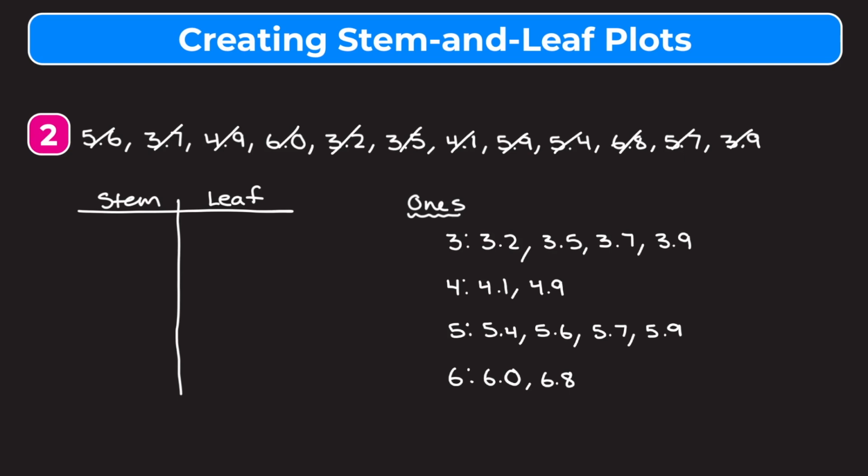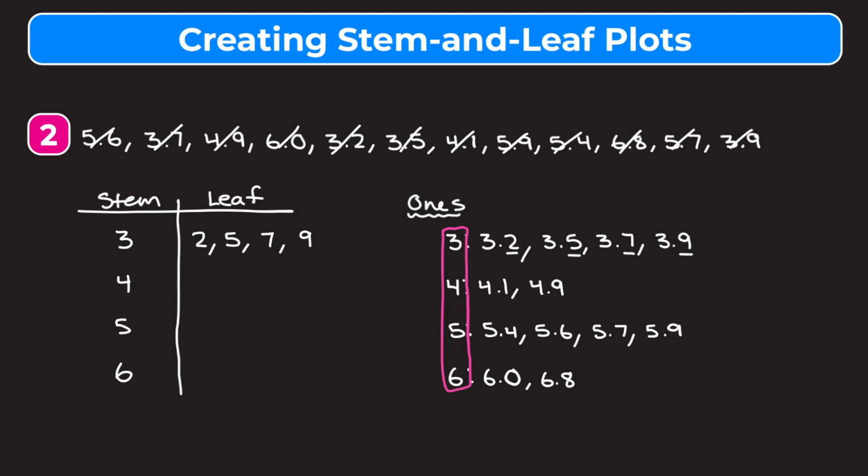So now we are going to take the ones digits and put those in our stem column. So all those numbers are going to go in our stem column. So we're going to have 3, 4, 5, 6. And now to the right of those, we're going to write all of our leaves. So for 3.2, the leaf is going to be 2. For 3.5, the leaf will be 5. For 3.7, the leaf will be 7. For 3.9, the leaf will be 9. So this row represents the numbers 3.2, 3.5, 3.7, 3.9.